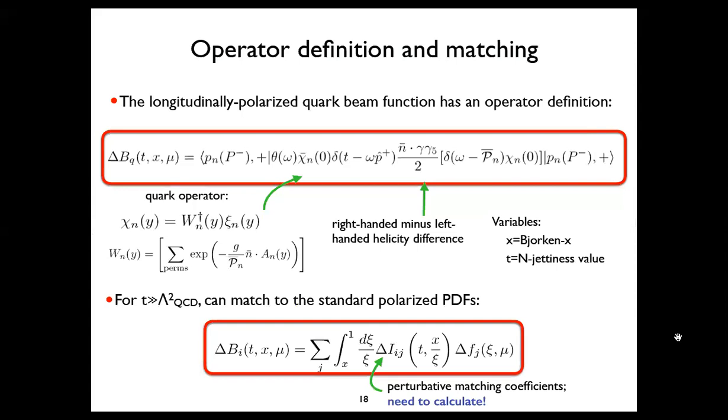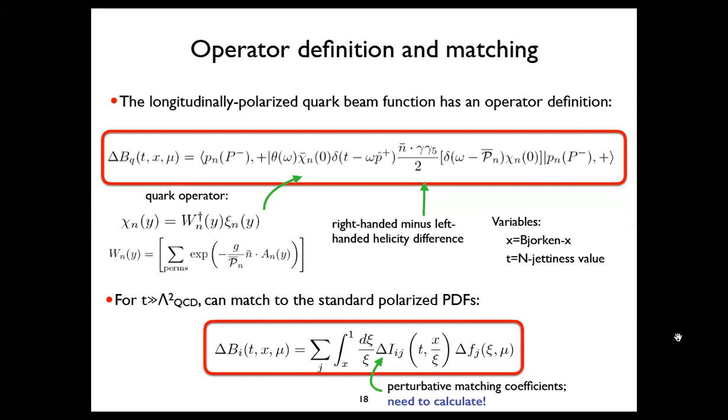There's a projection operator in the middle of this that gives effectively the difference between right and left-handed projection operators. There's a measurement of a large light cone momentum component that's denoted by omega, and up to rescaling, this is just the Bjorken x. And there's a measurement of the N-jettiness associated with this.